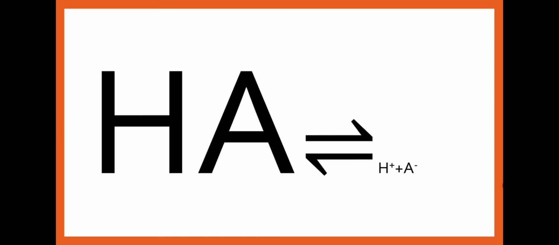The equilibrium, however, isn't a fair equilibrium. It's not half and half. The equilibrium is very, very much towards the left-hand side because this is a weak acid. Weak acids partially dissociate. So most of the HA is going to be undissociated, and you're only going to get very, very few H plus and A minus. The vast majority is going to stay as HA.